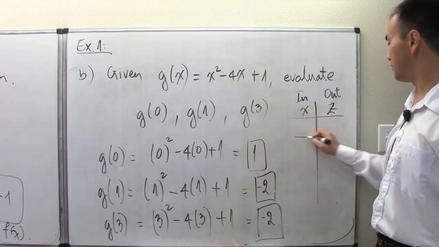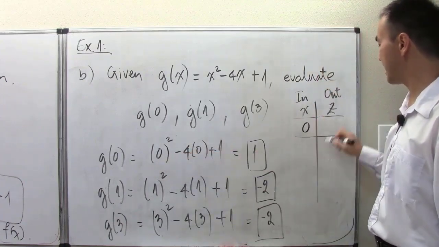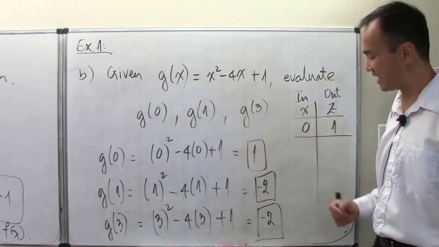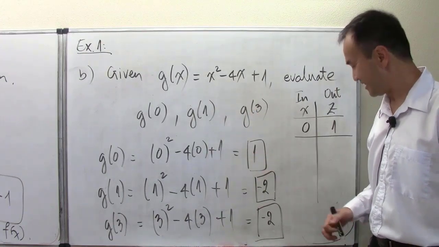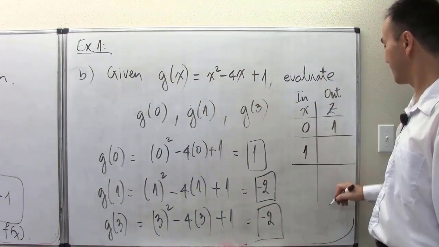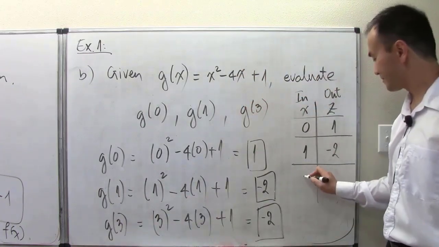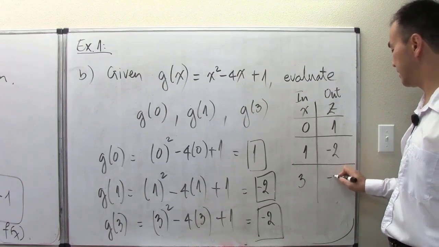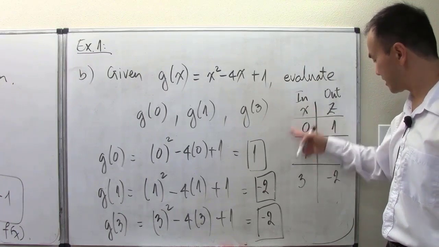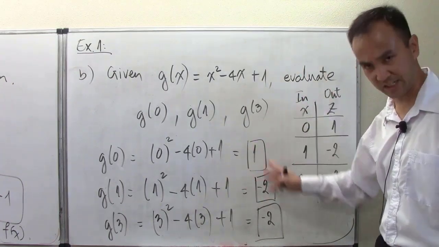Okay, and so when x, the input variable, equals 0, we had an output 1 recorded here, and that was done through the calculation. That's why I said the rule determines the output. When input was 1, the output came out being -2. When input was 3, the output came out being -2 again. So using a table, after we have done with the function, is a way to represent the function.